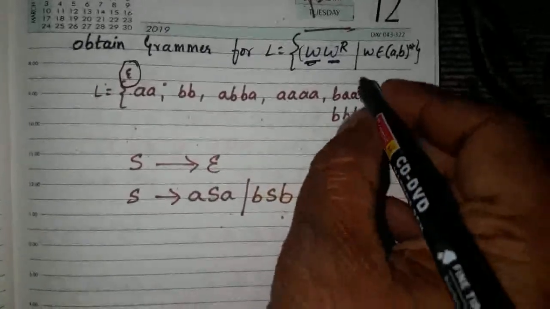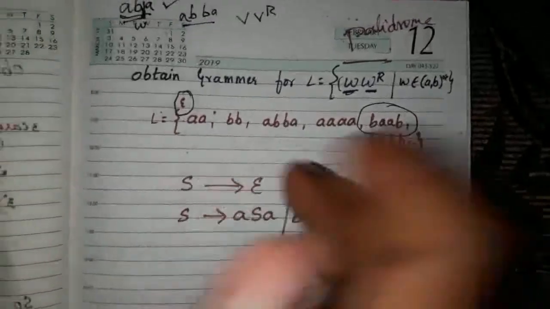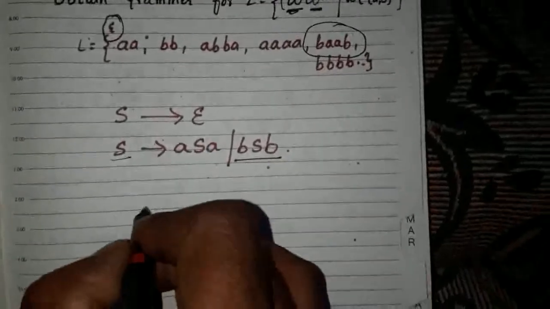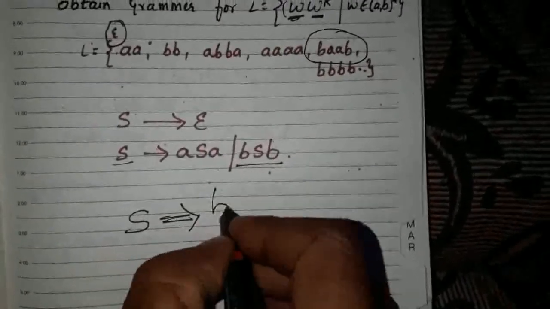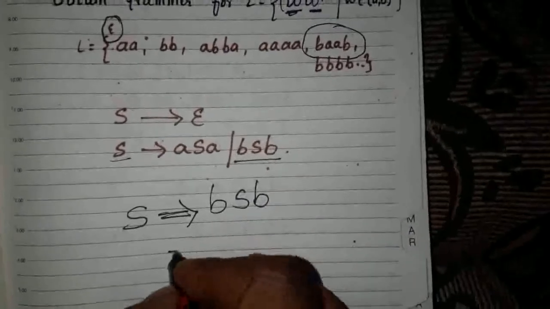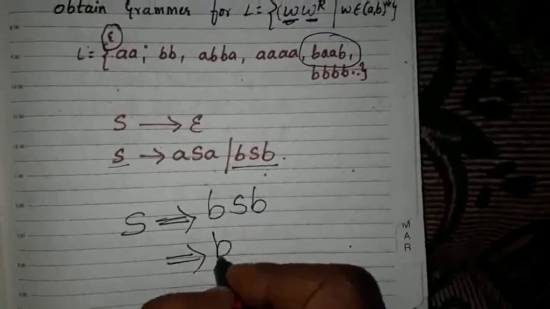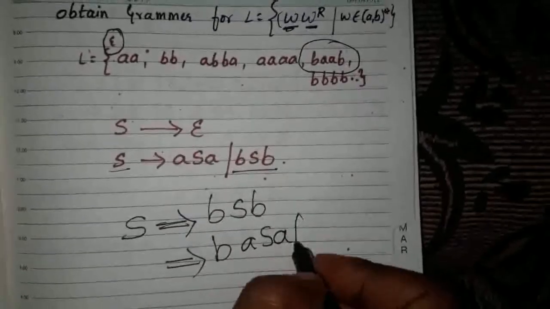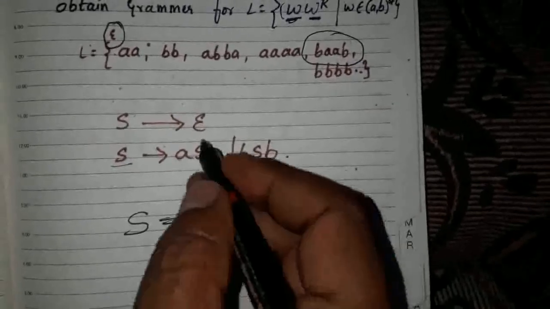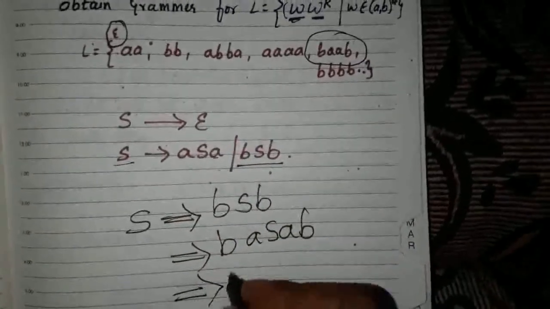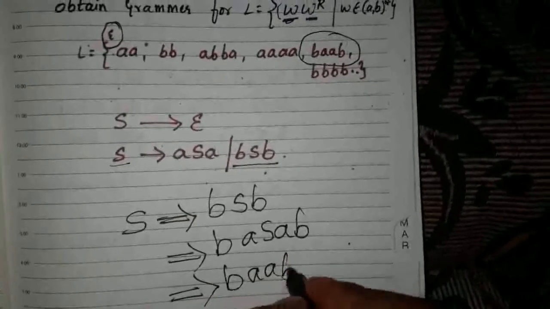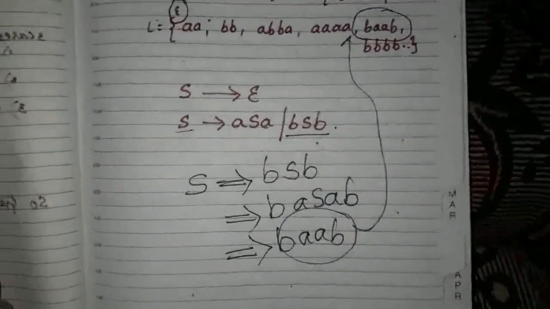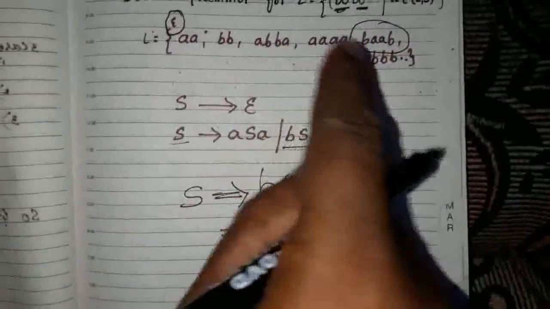Let me check whether I can reach this string by using this grammar. See, I have a definition S tends to BSB. Now, for the value of S, I'll take ASA. B, I'll take it as it is. Now, for the value of S, I'll take epsilon. So we'll get BAAB. Hence, we have reached this string. Likewise, you can do the derivations and check whether the other strings are accepted or not.